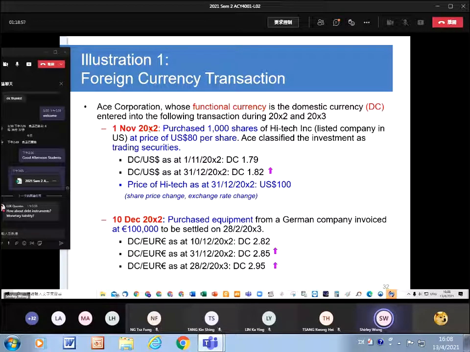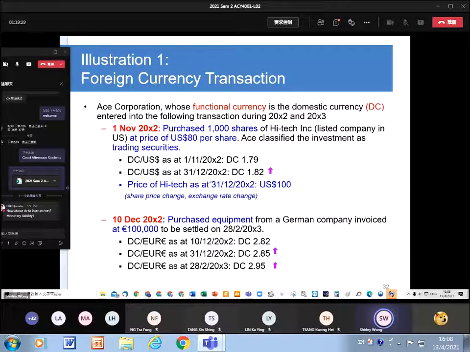And then on 1st of November 2002, the company purchased 1,000 shares of High-Tech Inc. at the price of $80 per share. This share is a listed company in the US, and they need to pay US dollar 80 per share. At that date, $1 US is equal to 1.79 DC. $1 US is able to exchange for 1.79 DC.